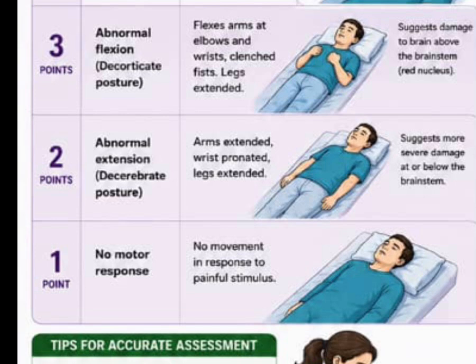So 1 means no motor response. When you apply pain, you talk to the patient, and there's no motor response, you give the patient a 1. You get it now. So number 2 is that they have abnormal extension. We call it decerebrate posturing, which means the arm is extended, the wrist is pronated, and the leg is extended.